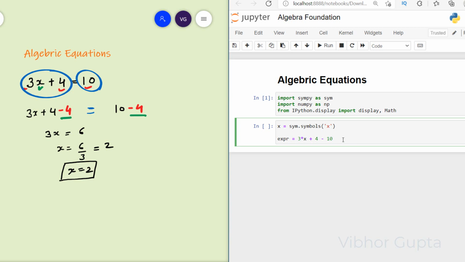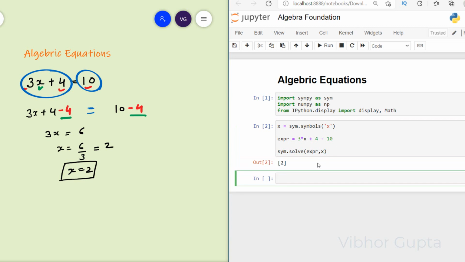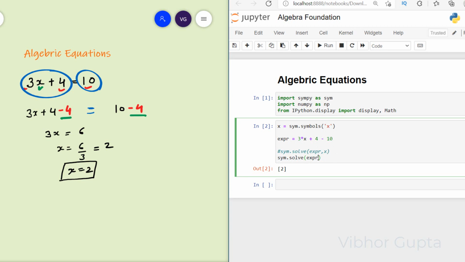Okay. Now in order to solve this expression for x, I'll use one function of SymPy. I'll say sim.solve and then I'll mention the expression, telling SymPy to solve this expression for x. Now if I run it, you see that we got the expected output, right? Even if you don't tell SymPy to solve the expression for x and you run it, you see that this time also you got the same output. How did SymPy know that it has to solve the expression for x? It implicitly understood, because in this expression you have only one variable, right?